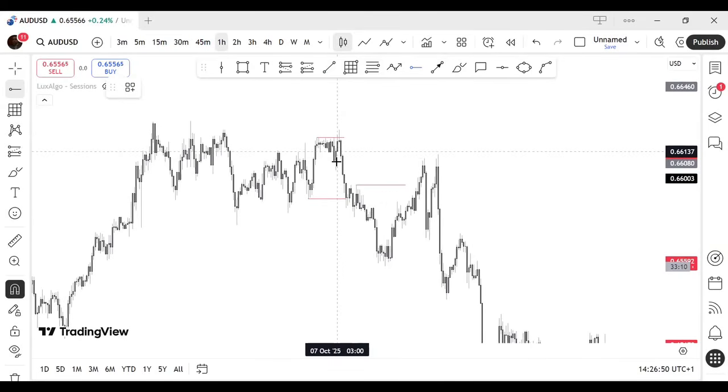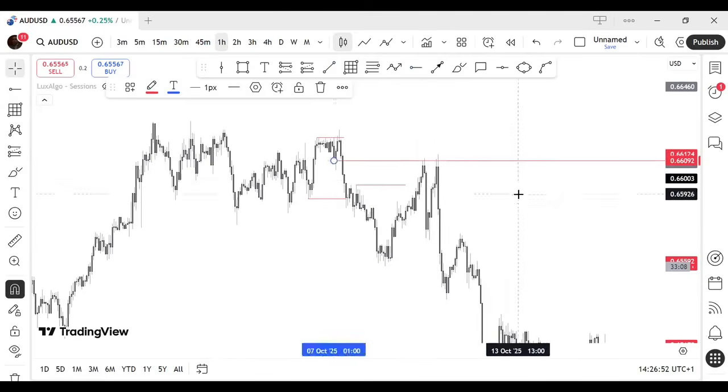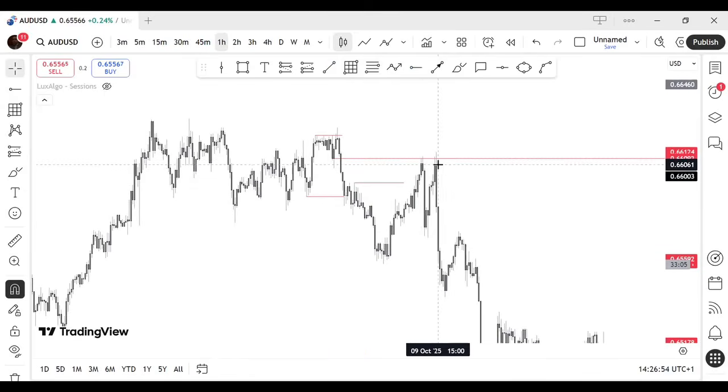Now inside of this imbalance, what do we have? We have a V-shaped key level that got suspected. What did the price do? Price ran into it, tapped it, and used it for sell continuation in the market.